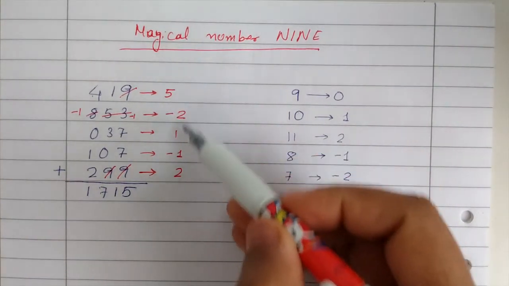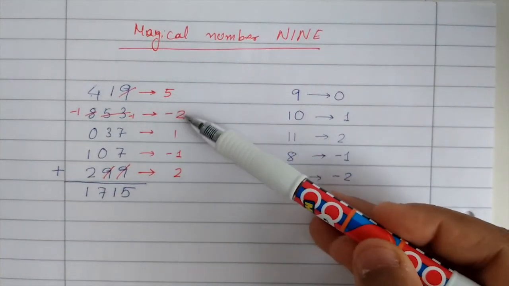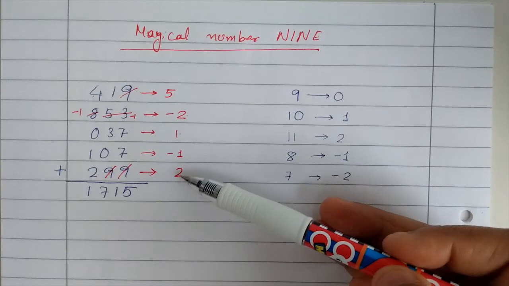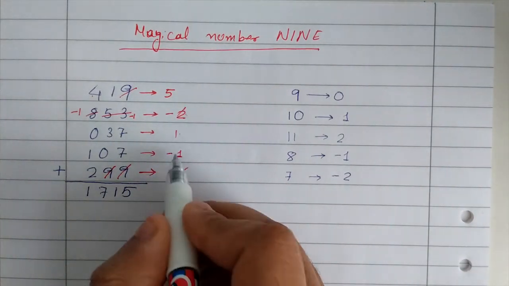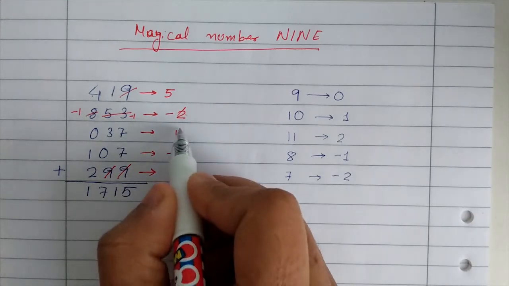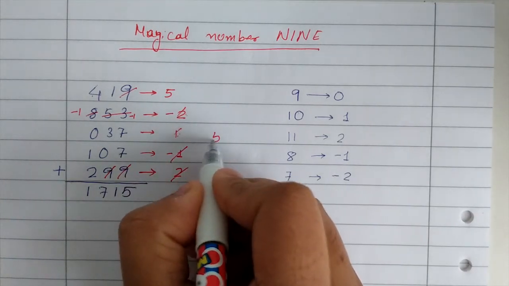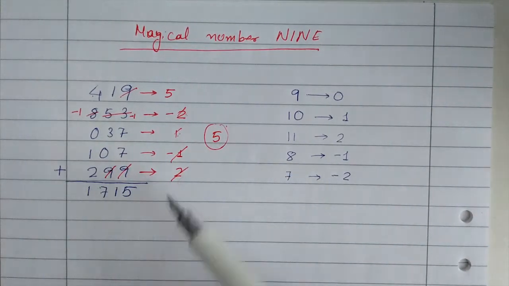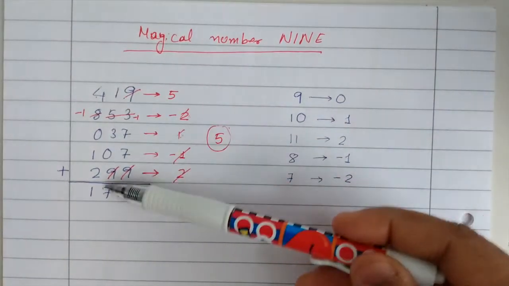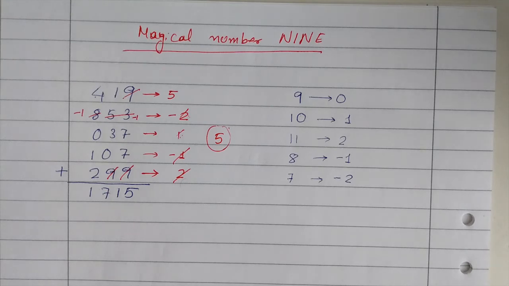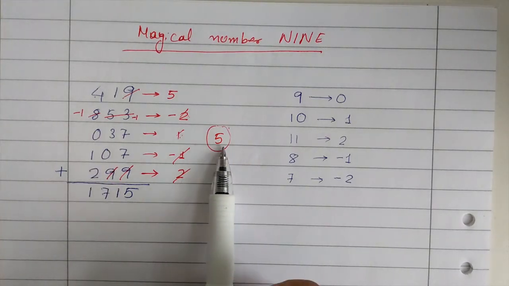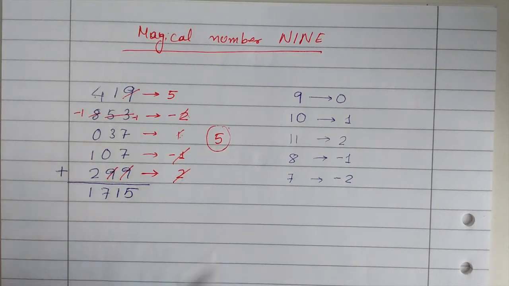Now we do all the calculations here. From 5, -2, 1, -1 and 2: -2 and +2 will definitely cancel out, and 1 and -1 cancel out. So the remaining number is 5. So we see that of all these 5 numbers, when we reduce them using the rule of 9, we are left with the number 5.